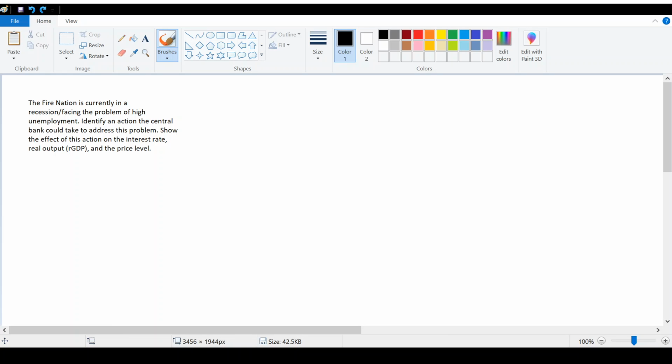Today I wanted to go into Unit 4, which is monetary policy, and talk about some of the problems that you're likely to see on FRQs. Let's get right into it.